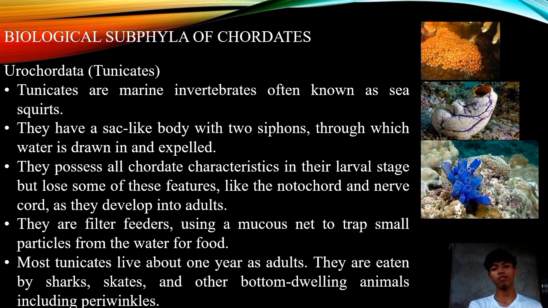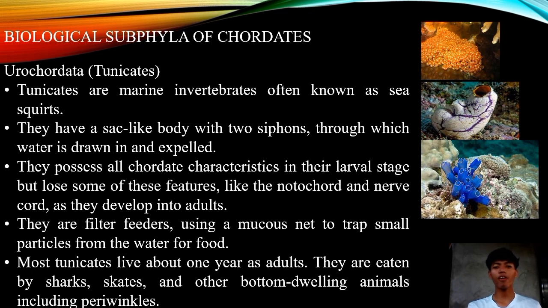Also, most tunicates live for about 1 year as adults. This relatively short lifespan is characteristic of many marine organisms. Tunicates serve as prey for various marine predators, including sharks, skates, and bottom-dwelling animals like periwinkles. Their sac-like bodies and sedentary lifestyle make them vulnerable to predation.